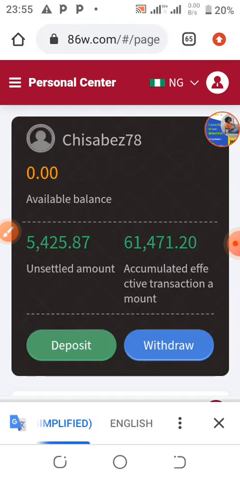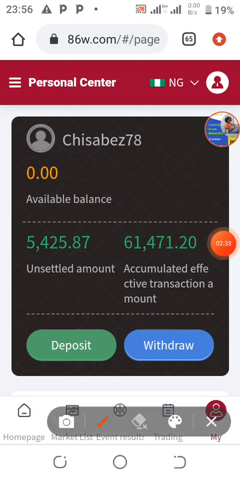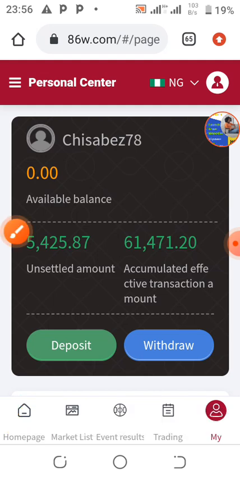Very important. Now you've logged into your site, your dashboard, your back office, like this. You can see mine. You now want to play a game. I don't want to play now, but I want to show you. If you look down here at all these buttons, you are seeing home, market list, event results, trading, and all that.